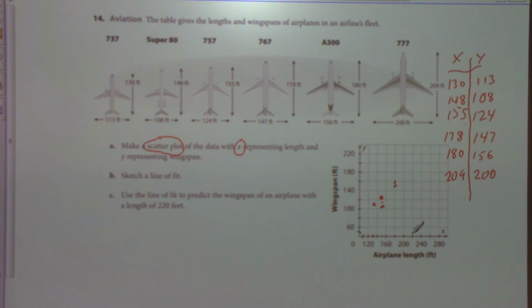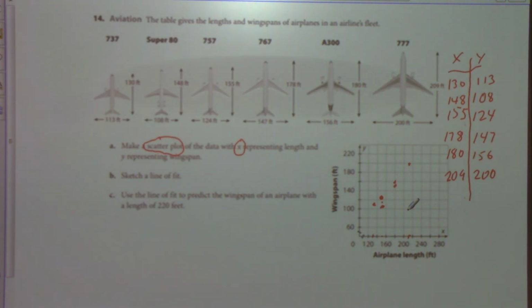Finally, you have 209 and 200, so something like this. So 200 will be about right here. So does yours look kind of like that? Yeah, it looks kind of like that. So we've done that. But you did this back in Algebra 1 with Miss Tubbs, right? Do you remember that? Good.